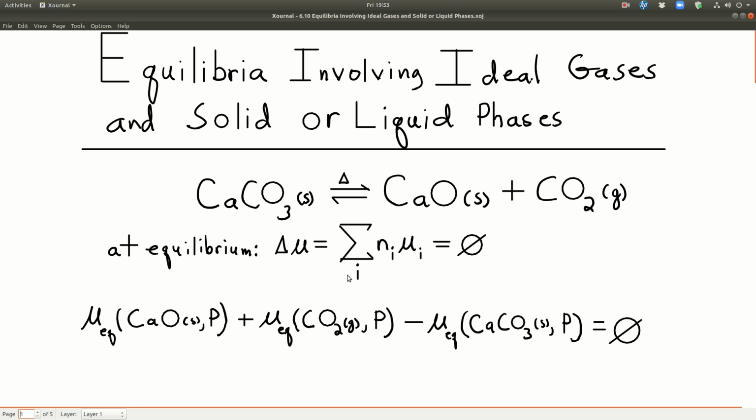All right, so one of the things we know is that the change in the chemical potential, the sum of the moles of each species times its chemical potential, has to add up to be equal to 0 at equilibrium. Delta G is equal to 0 at equilibrium, same thing. So writing that out explicitly for this reaction, the chemical potential at equilibrium of calcium oxide, the product, at whatever the pressure is, plus the chemical potential at equilibrium of carbon dioxide gas at whatever the pressure is, minus the chemical potential at equilibrium of calcium carbonate at whatever the pressure is, has to equal 0 at equilibrium.